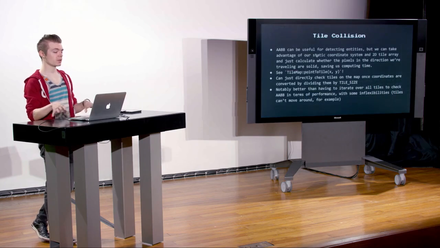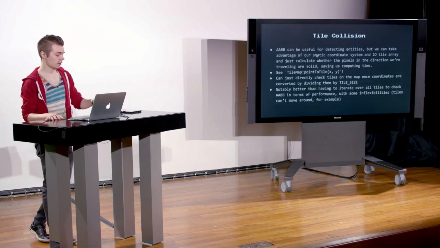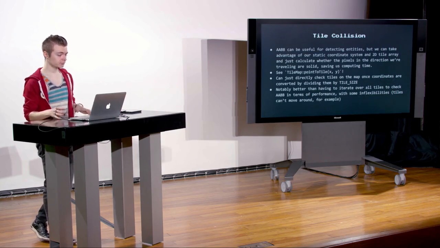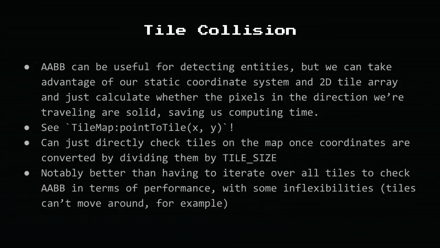Basically, the whole gist is that because we're on a 2D tile array, that's fixed. It'll always be at 0, 0, at least in the model that we've currently implemented. We can just convert coordinates to tiles and then check whether the tiles at whatever that is are solid or not.